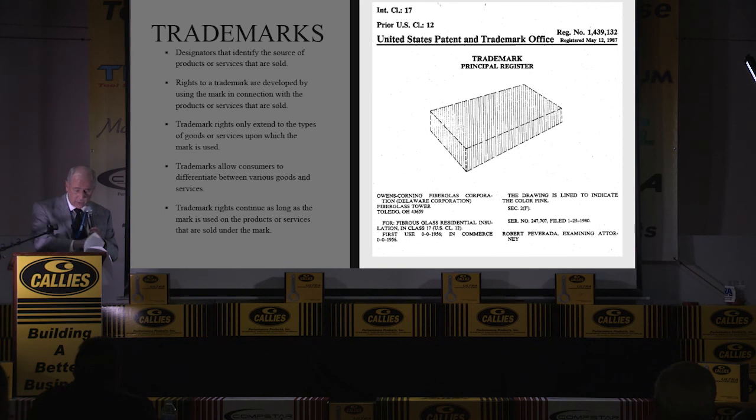Next, we're going to move to trademarks, and trademarks cover designators that can identify the source of a product or service that is sold. Good examples of trademarks are things like Clorox, Coca-Cola on the product side, Avis and McDonald's on the service side. The rights in a trademark are developed by actually using the mark in connection with the products or services that are sold. The trademark rights extend only to the types of goods or services that are actually sold under the mark.